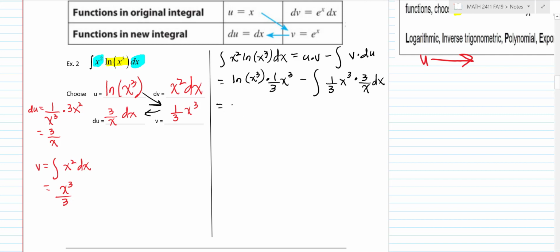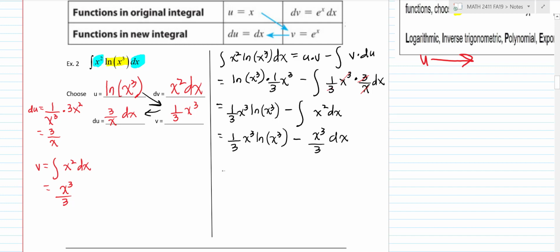So I like to write that as 1/3 x to the third ln of x to the third minus the integral, and let's see, over here, we'll just simplify it before we think about integrating. The 3's cross out. One of the x's crosses out, so it looks like that's going to leave you with the integral of x to the second times dx. Okay, now we're ready to finish it up. So we'd have 1/3 x to the third ln of x to the third. And then the integral of x to the second dx, just by power rule, would be x to the third over 3 times dx. Okay, and let's see kind of what we have here.